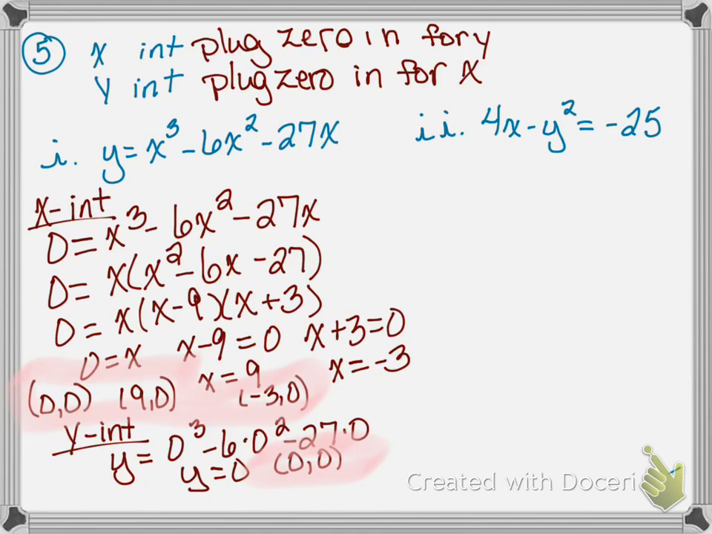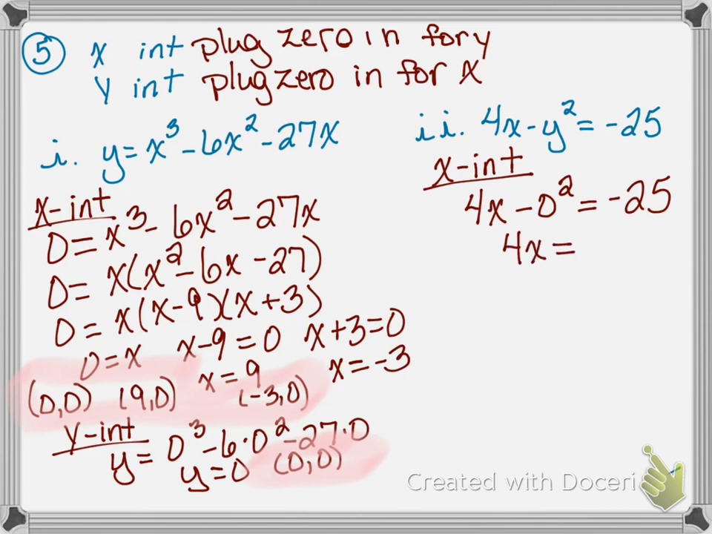For our next problem, we'll go ahead and start with our x-intercepts. So when we're doing our x-intercepts, we plug 0 in for y. So I have 4x minus 0 squared equals negative 25. Okay, 0 squared is 0, so I'm left with 4x equals negative 25. Divide both sides by 4, and I'm left with x equals negative 25 over 4.